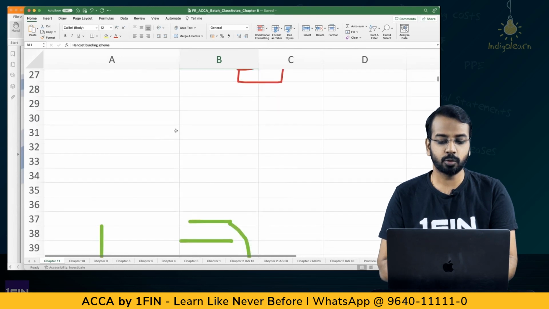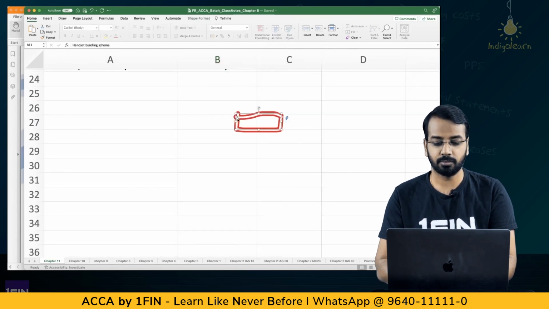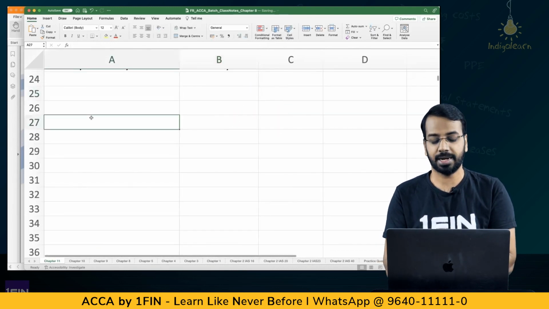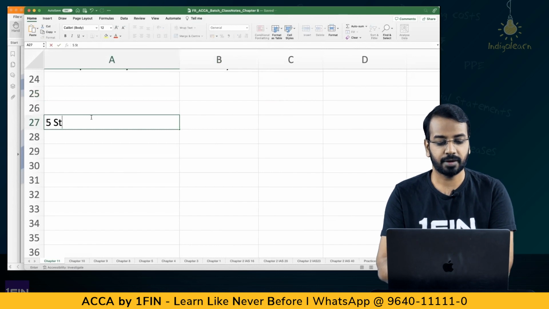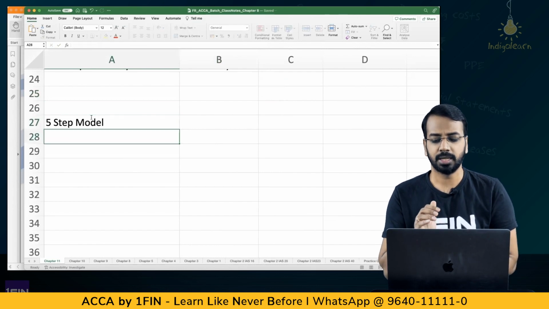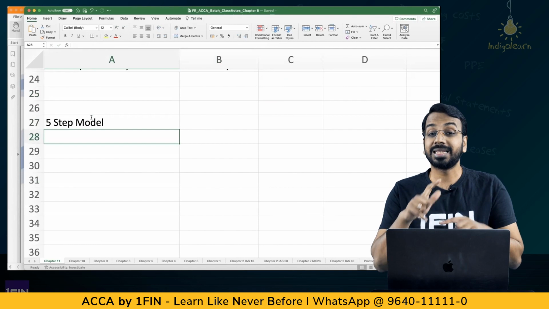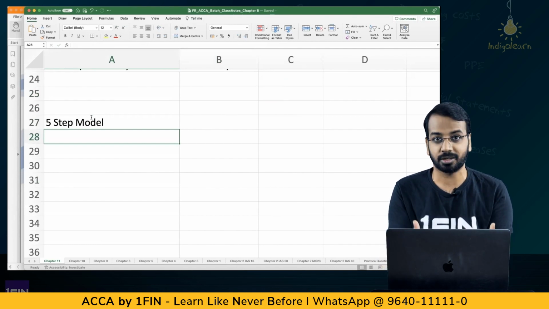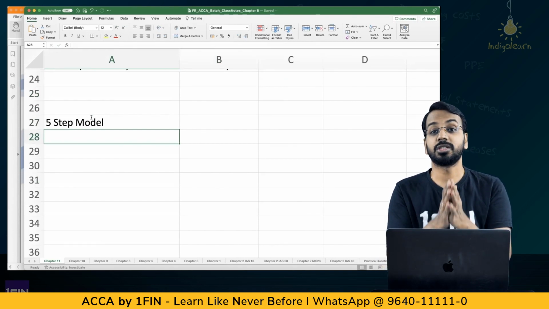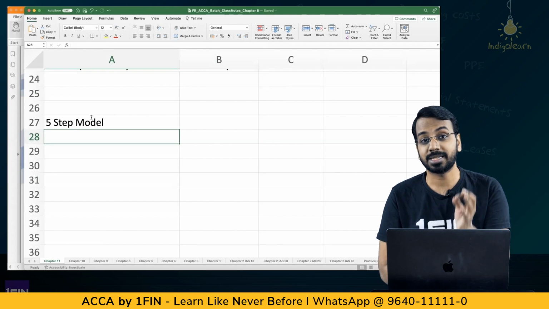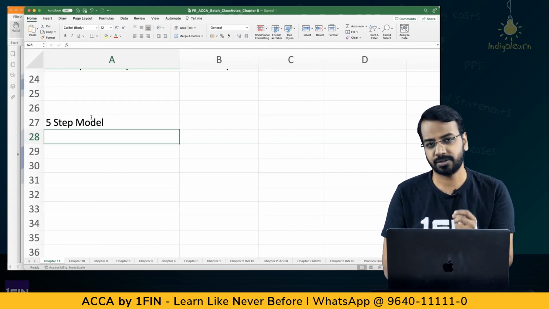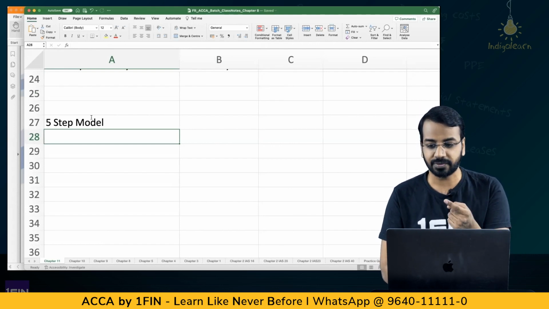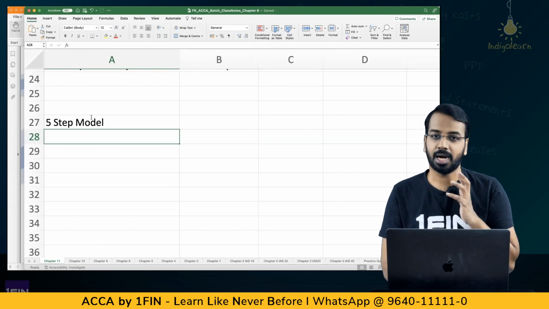Now, coming to IFRS 15, the most important part of the standard is what we call the 5-step model. This is not something which is new, but they have given it as a proper structure. So we have to follow something called the 5-step model. Now, what is this 5-step model and how do we apply it? That is what we will be understanding, right?